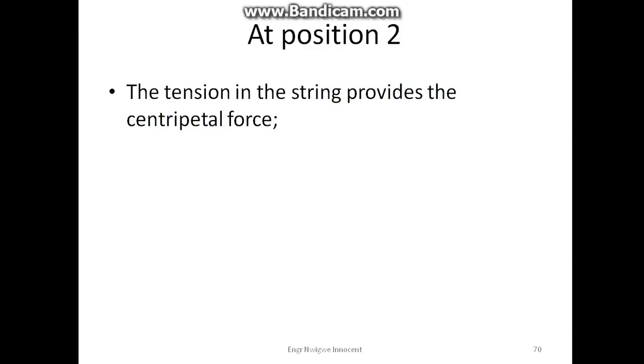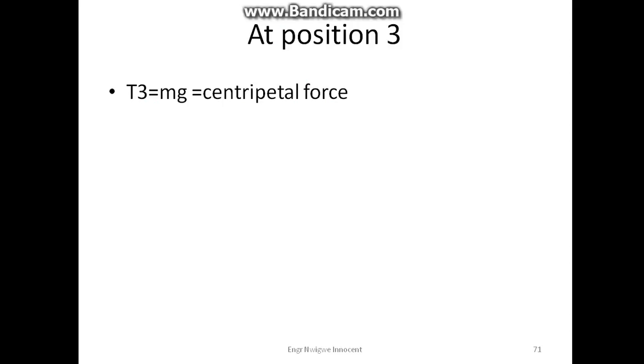At position 2, the tension in the string provides the centripetal force. T2 is equal to the centripetal force. Therefore, T2 is equal to mv squared over r. At position 3, T3 plus mg is equal to the centripetal force, which is mv squared over r. T3 is equal to mv squared over r minus mg.